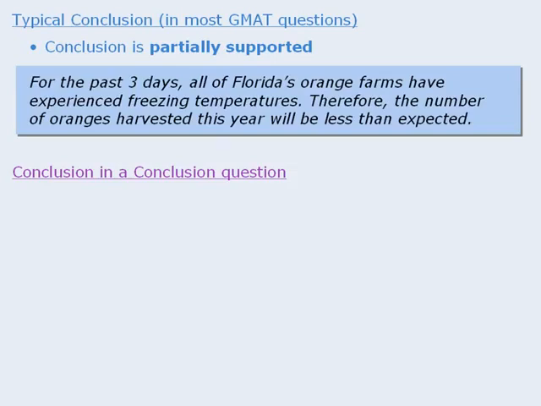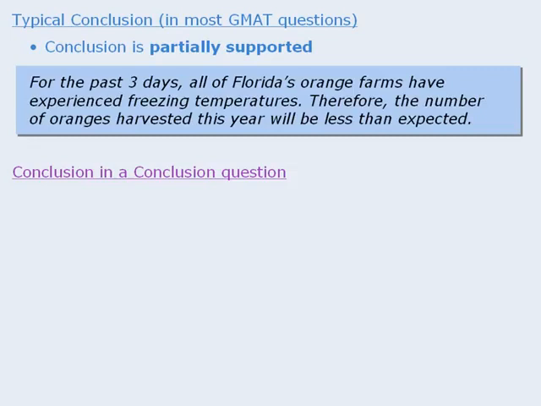For example, a given argument might say something like this. For the past 3 days, all of Florida's orange farms have experienced freezing temperatures. Therefore, the number of oranges harvested this year will be less than expected. Notice that the conclusion in this argument, while somewhat supported, is not absolutely guaranteed. In other words, we cannot be 100% certain that the harvest will be less than expected.